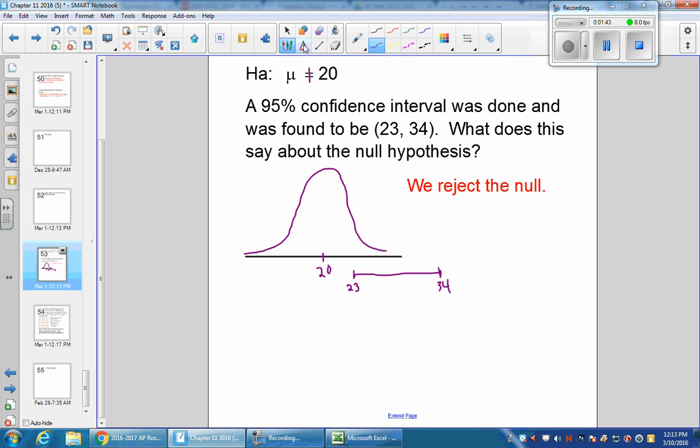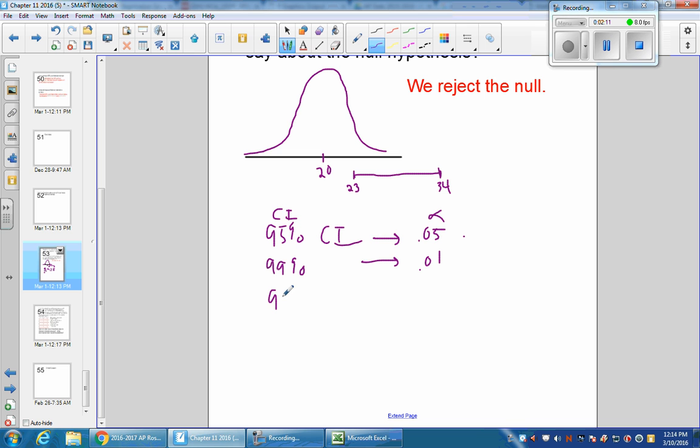So, just to give you a little bit more specifics here, a 95% confidence interval corresponds with a 0.05 alpha level. So this is alpha and this is confidence interval. Now, if I have a 99% confidence interval, that will help us with a 0.01 alpha level. And a 90% confidence interval will help us with a 0.1. Of course, 92% would help us with an alpha level of 0.08, and so on all the way through.